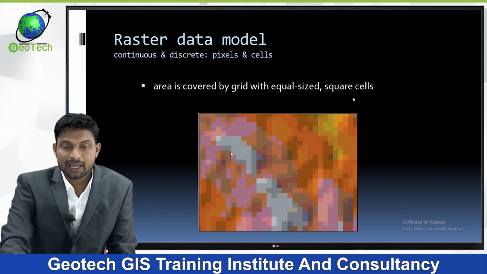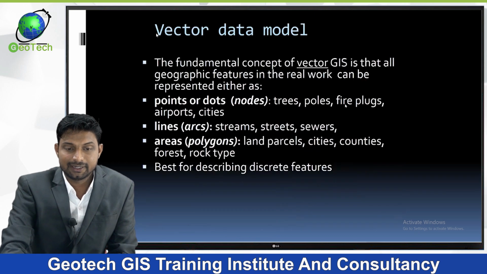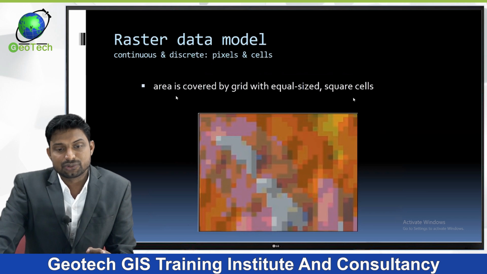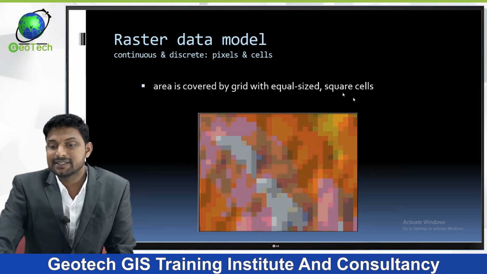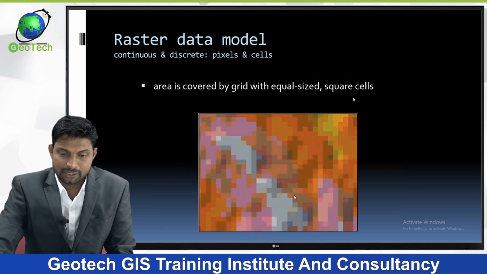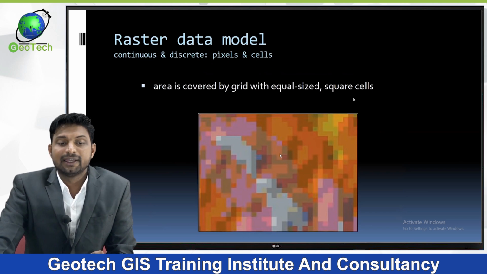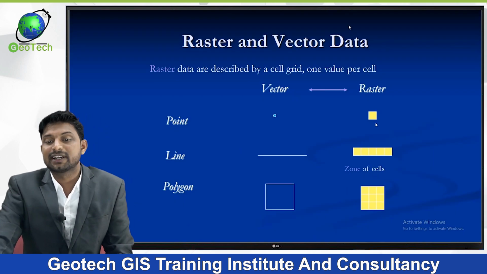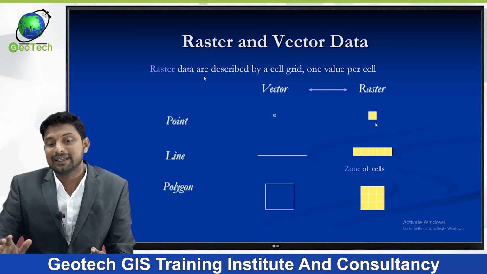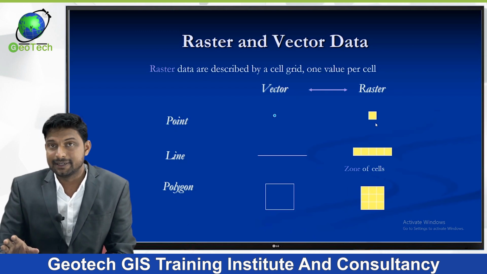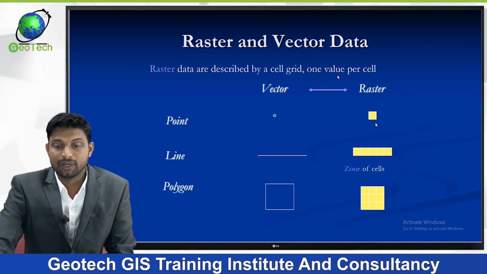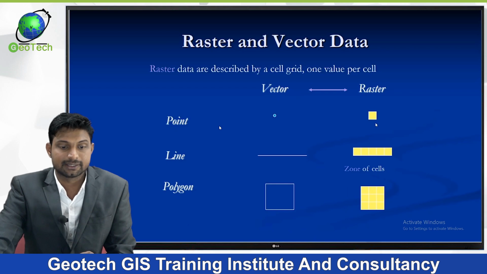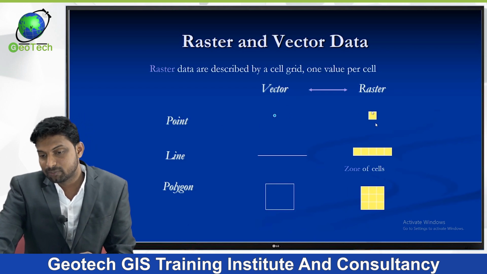Then after having this vector data, I told you raster data is continuous and discrete, pixels and cells. So the area is covered by grids of equal size and square cells. So this pixel, now you can see, indicates that it is raster data. So I have shown here the raster and vector difference. So raster data are described by a cell grid, one value per cell. So now we can see a point vector. This is vector data and this one is raster data. So a point is shown by a point, but in raster it is shown by a pixel.